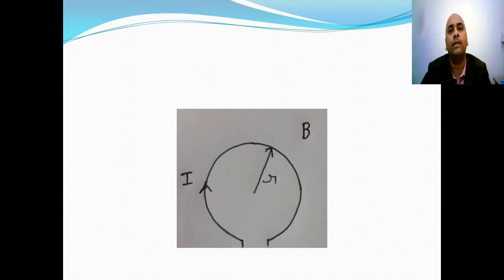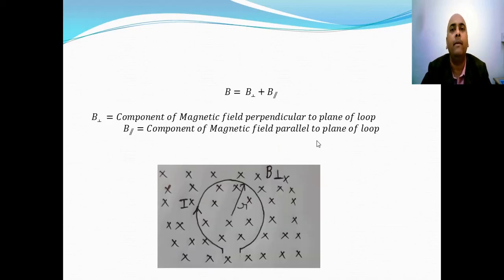So in order to calculate the expression of torque experienced by a current carrying closed loop in a magnetic field, let us consider a closed loop with radius r and carrying current I. Now this current carrying closed loop is placed in magnetic field B. Now magnetic field B can be divided into two parts: one is perpendicular to the plane of the loop and the second is parallel to the plane of the loop.